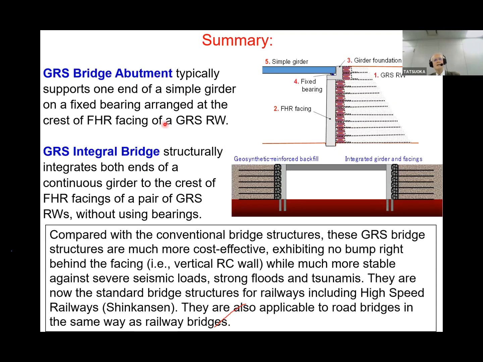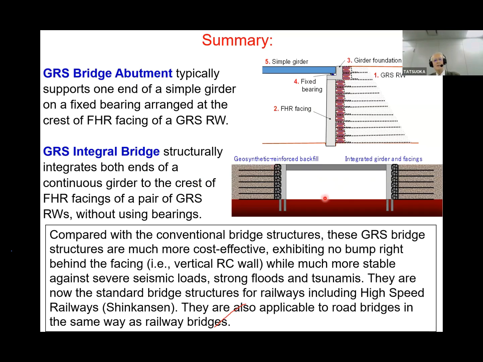So, summary. GRS bridge abutment typically supports one end of a simple girder on a fixed bearing arranged at the crest of the full height facing, this one. The second one is GRS integral bridge. This structure integrates both ends of a continuous girder to the crest of the full height facing of a pair of GRS retaining walls without using any bearing.